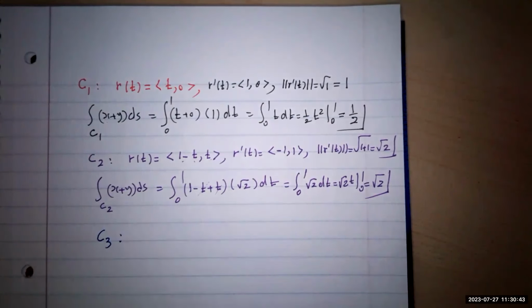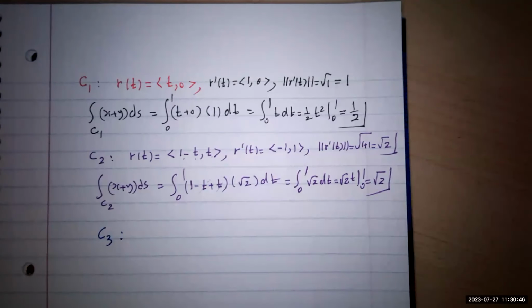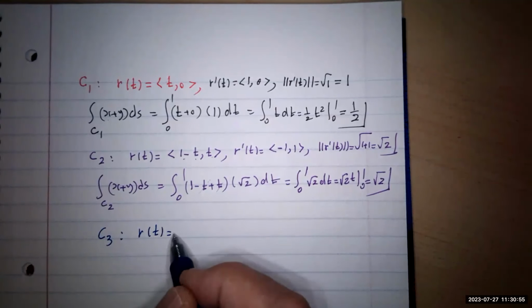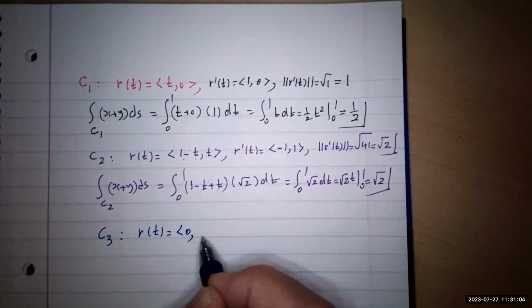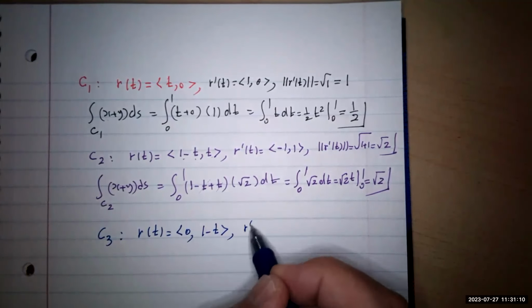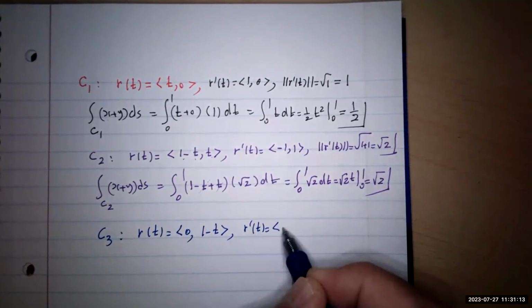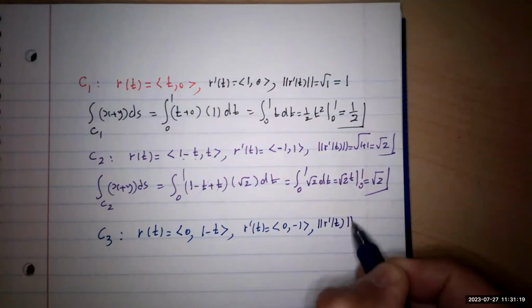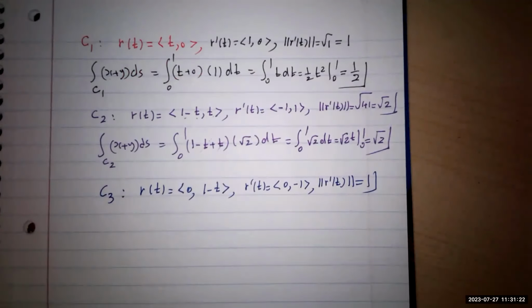C3. In C3, your function was x is 0, y is 1 minus t. So r of t is going to be equal to 0 and 1 minus t. That is going to be the case. So r prime of t is going to be 0 and -1. So the norm of r prime of t is going to be equal to 1 again.